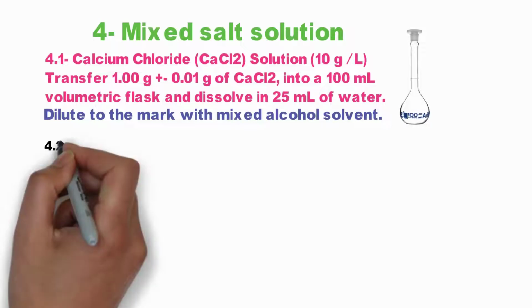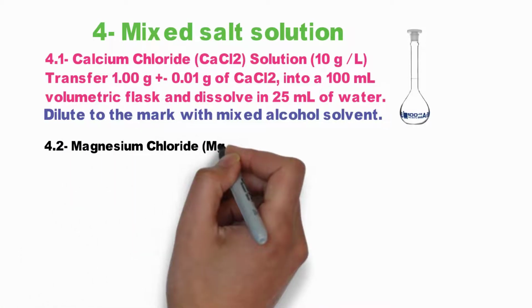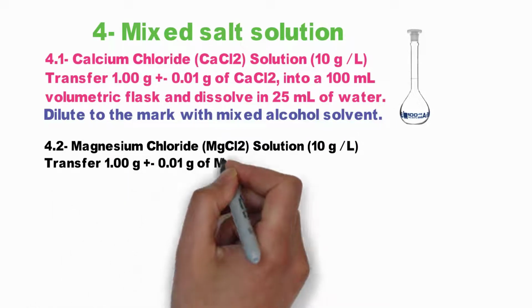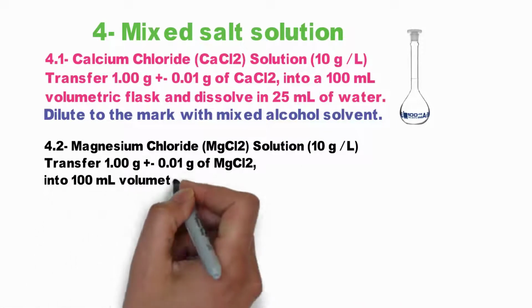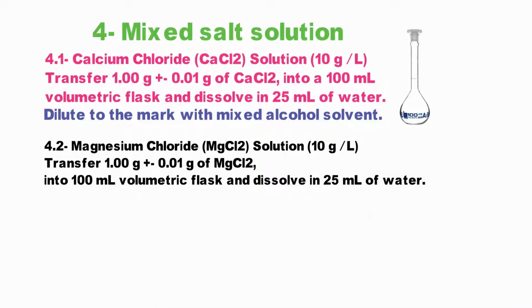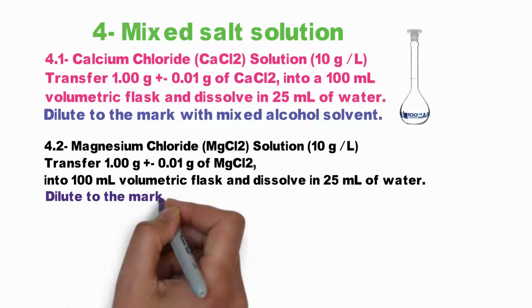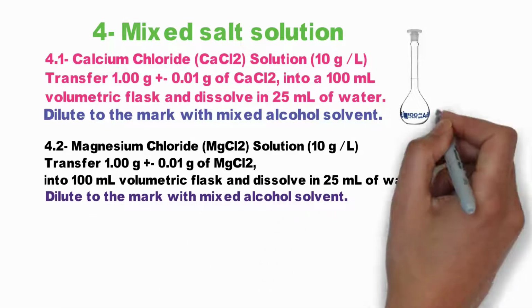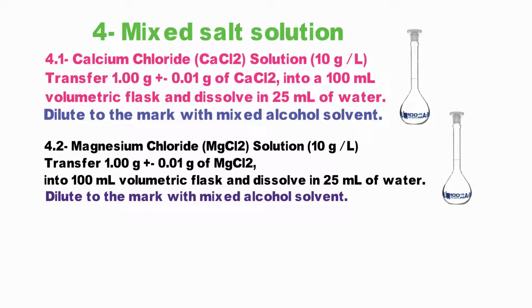A second one, magnesium chloride solution, 10 gram per liter. Transfer 1 gram plus or minus 0.01 gram of magnesium chloride into a 100 ml volumetric flask and dissolve in 25 ml of water. Dilute to the mark with the mixed alcohol solvent.